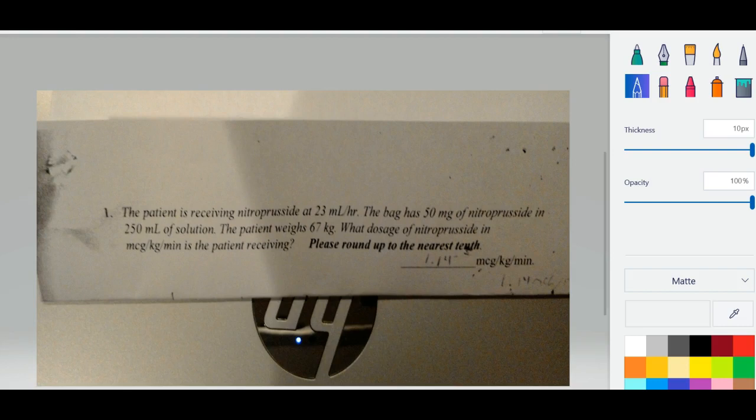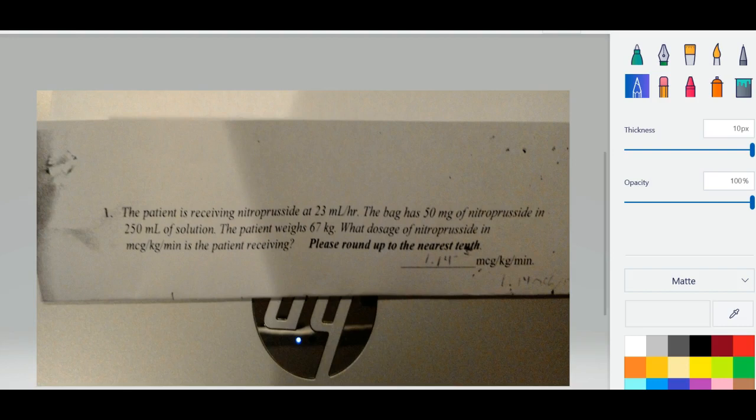So number 1 states the patient is receiving nitroprusside at 23 mLs per hour. The bag has 50 milligrams of nitroprusside in 250 mLs of solution. The patient weighs 67 kilos, so right away they tell us the kilos. We don't have to work that out. And just to let you know, I'm not going to add that into my dimensional analysis. I might skip a few steps, because I don't want to make it too long. If I know how to convert pounds to kilograms, I'm going to do that and then just add that kilogram into the dimensional analysis instead of the pounds to kilograms and this many kilograms and this many pounds, etc. So the question's asking us in this time, what dosage of nitroprusside in micrograms per kilogram per minute is the patient receiving?